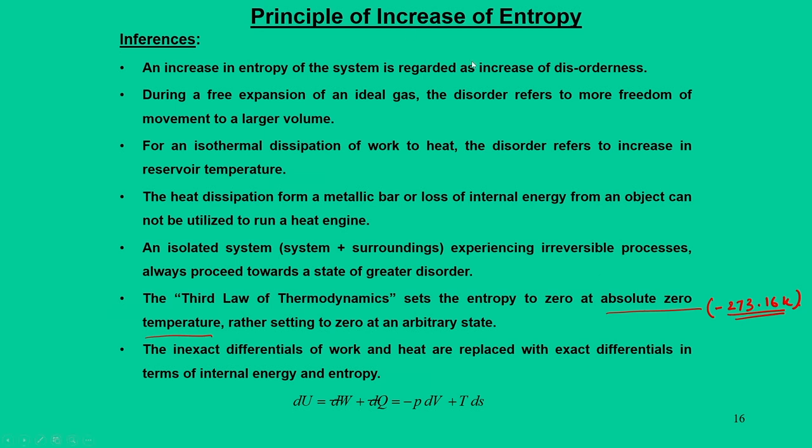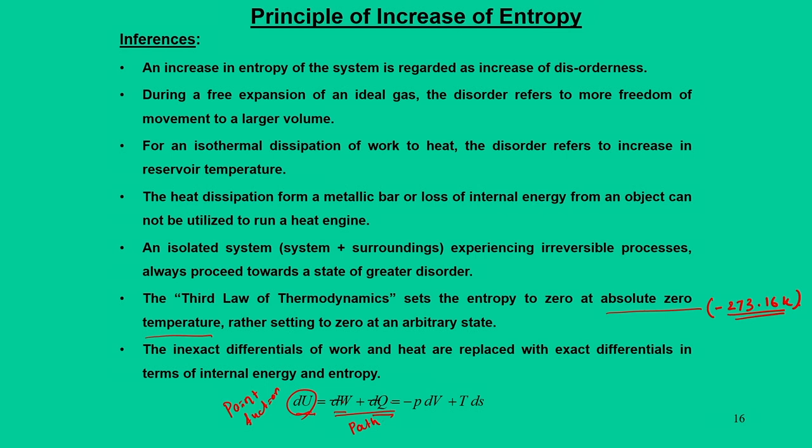Now, another advantage of this entropy is that it is a point function. If you recall the first law, which says dU is equal to dW plus dQ, dU is a point function. But dW and dQ are path functions. So, these are path dependent, but the point function and path dependent quantities cannot be correlated.